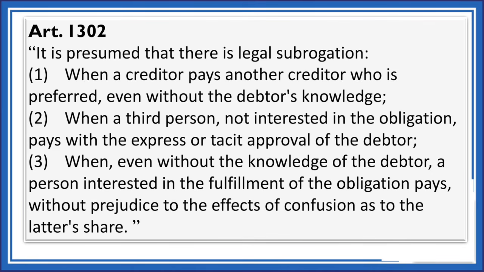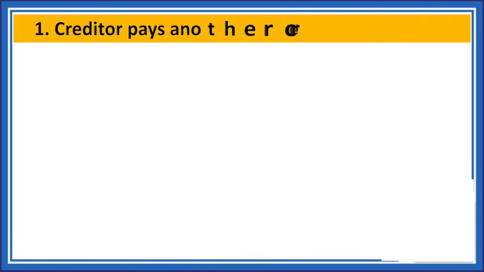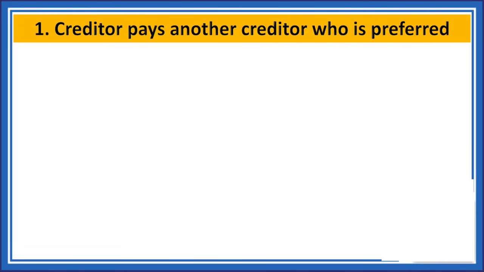Okay, so let's start with the first instance ng legal subrogation according kay Article 1302. Sabi, when a creditor pays another creditor who is preferred, even without the debtor's knowledge.